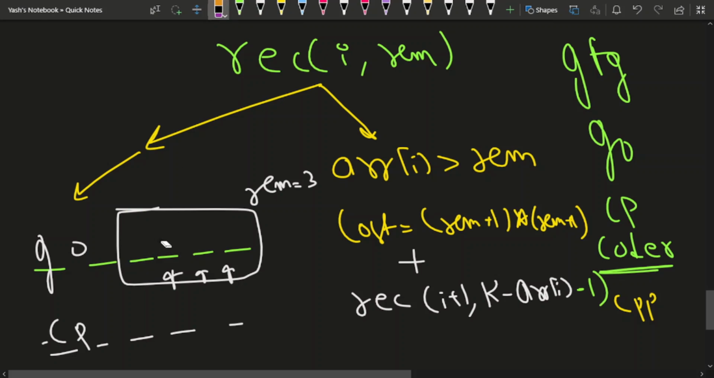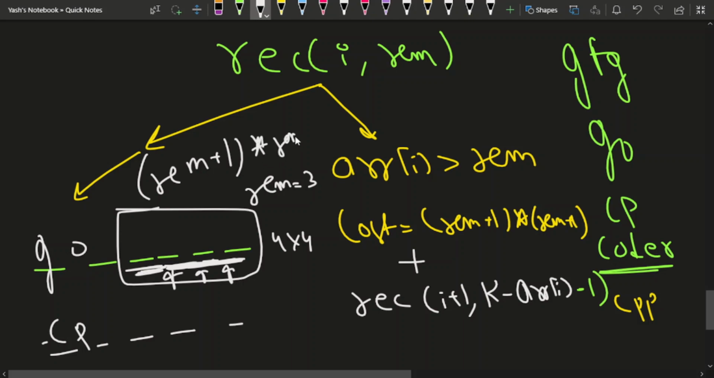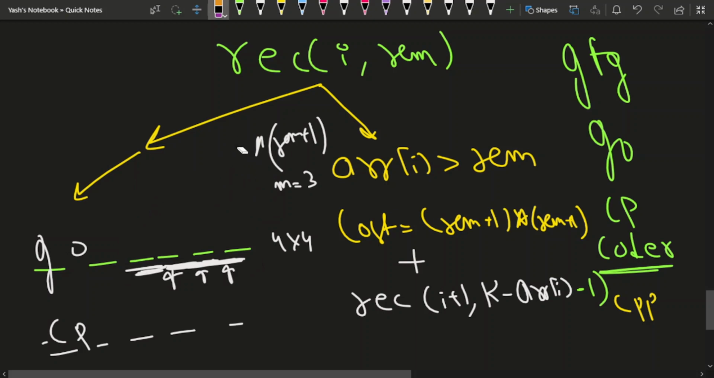So the cost will be nothing but 4 into 4, instead of 3 into 3, because 3 were the positions where you can put a word. But if you are not putting any particular word, you are wasting actually 4 spaces, that is nothing but remaining plus 1, and that is the cost that you have to bear. So 4 into 4 is the cost, that is nothing but 16. So remaining plus 1 into remaining plus 1 is the cost that you will have to bear for it, right?